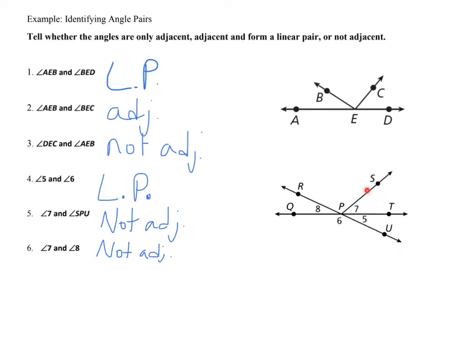Then the next one, number 6, is a little easier. We got angle 7, which is this angle, and we have angle 8, which is this angle. Same situation as the above question. They share point P, but they don't actually share a ray, so those are also not adjacent.